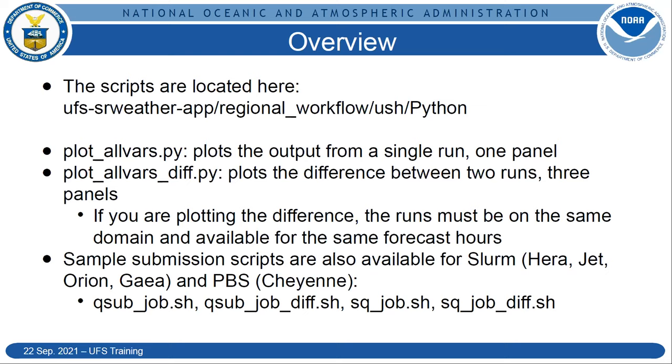So the first one plots the output from a single model run on one panel, and the second script, the difference plotting script, actually plots the difference between two model runs. So that one has three panels. The top two panels are for model runs one and two, and then the bottom panel is the difference between those two runs. Note, if you are plotting the difference, the runs do need to be on the same domain and available for the same forecast hours.